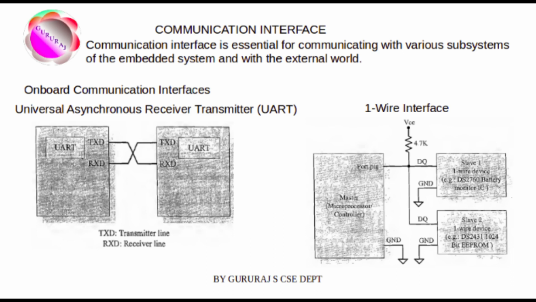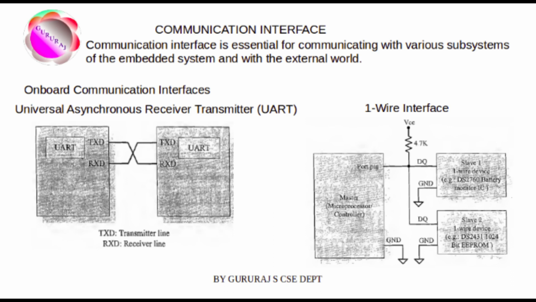Next onboard communication interface is the one-wire interface. It is an asynchronous half-duplex communication protocol developed by Maxim Dallas Semiconductor. It is also known as Dallas one-wire protocol. It makes use of only a single signal line, called DQ, for communication, and follows the master-slave communication model. One of the key features of the one-wire bus is that it allows power to be sent along the signal wire as well. The one-wire interface supports a single master and one or more slave devices on the bus.